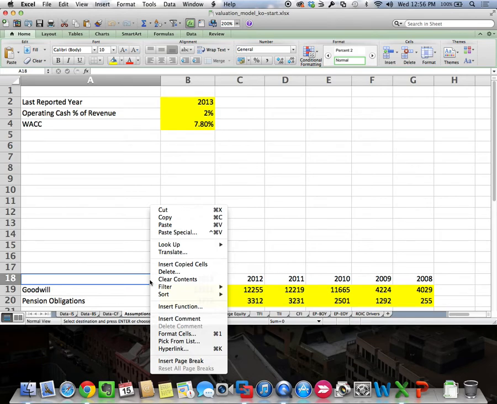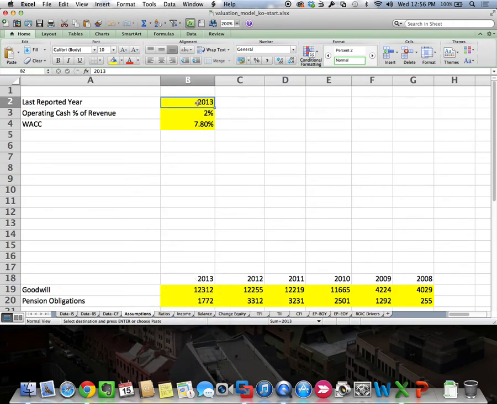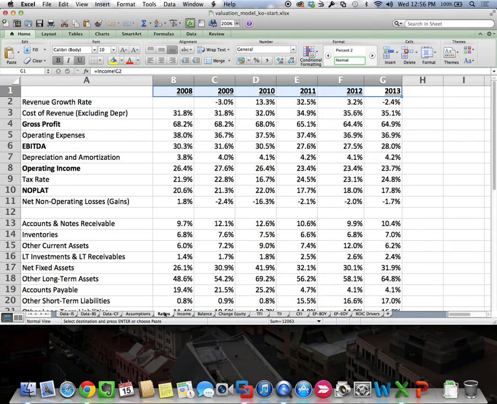All right? So assumptions are one of my tabs. Here's an example of 3 assumptions I'm starting with. The last reported year, because obviously the years are going to change over time. How much cash we're going to use as operating cash, the weighted average cost of capital. So these are generalized assumptions that we're going to start, and we're going to add to this list as we go along. The other tab, and this is probably the most important tab in the model, is called the ratios tab. These ratios, with the exception of the growth rate, are all a percentage of sales, percentage of revenue.